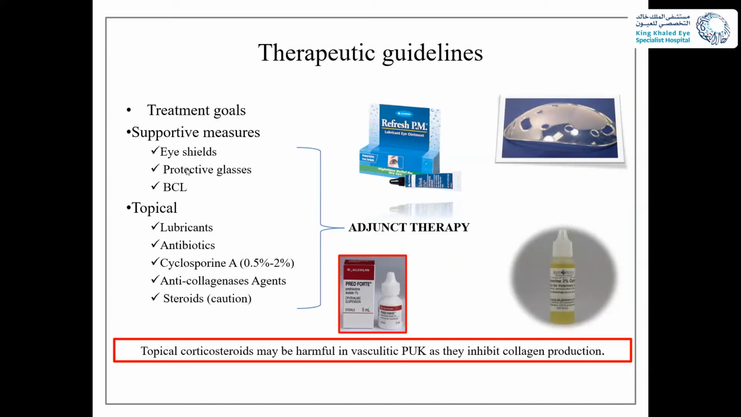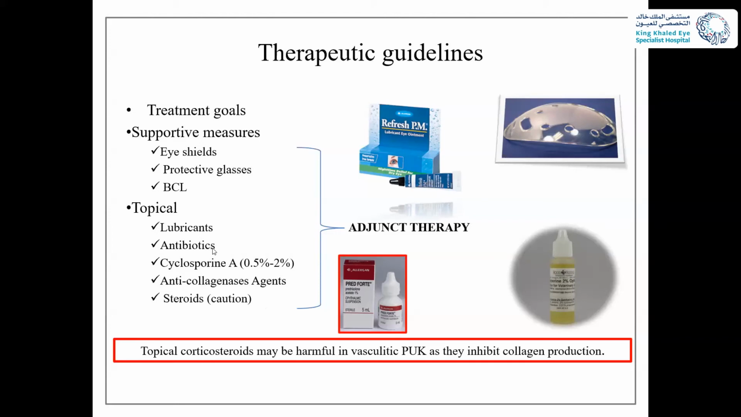We have supportive measures. We sometimes have corneal thinning in the periphery that is so severe that the patient has to be on an eye shield and protective glasses. A bandage contact lens will help to halt the progression and enhance the epithelialization of the periphery of the cornea. Topical treatments like lubricants and antibiotics, to treat current infection or as prophylaxis against secondary infection, are also recommended.